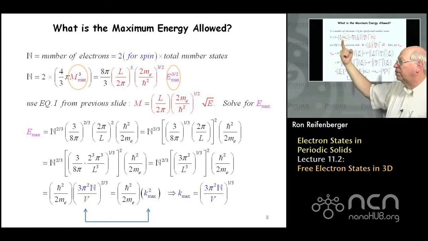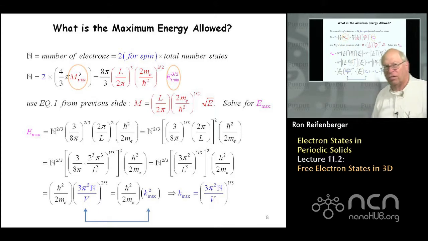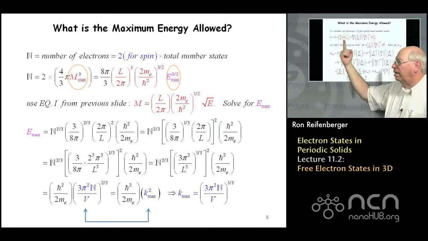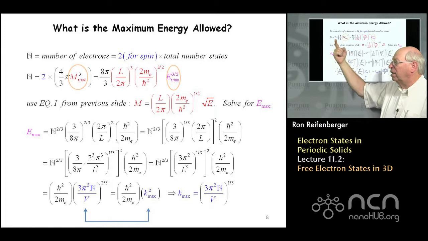And the total number of states possible is going to basically just be given by the volume of a sphere with a quantum number capital M max cubed, right? So this is the volume of the sphere. This is the factor of 2 that includes the number of quantum states.